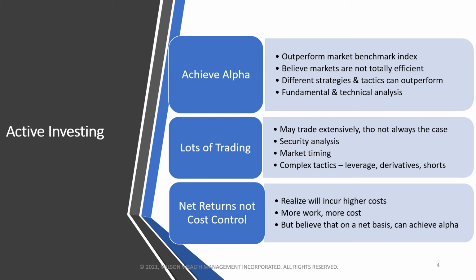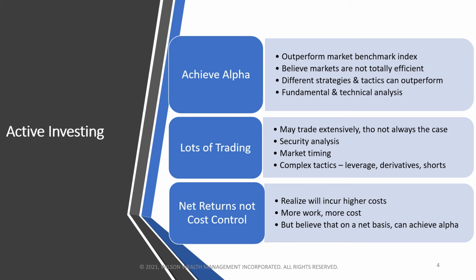You could also engage in more complex tactics. Leverage, so you're borrowing to invest and get a bigger bang for your buck. Derivatives, or some investors may short sell. We saw that with the hedge funds in recent times with GameStop. They were shorting, trying to drive GameStop into bankruptcy, and that was their strategy. Again, that has nothing to do with an index or passive investing. That's an extreme example of active.